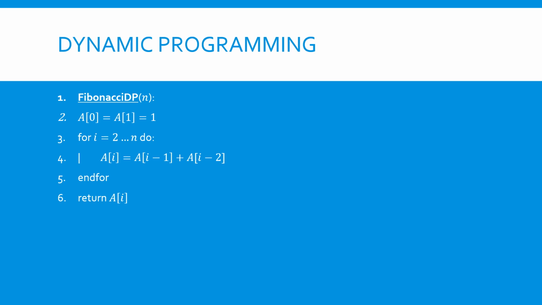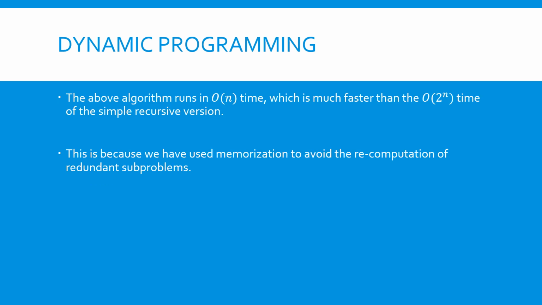Here is the pseudocode for computing the Fibonacci series using DP. Lines 3 to 5 correspond to the step of filling up the DP table from left to right. Clearly, this DP-based algorithm runs in linear time, which is much faster than the exponential time of the naive recursion. The speed improvement illustrates the power of memorization. Avoiding redundant subproblem computation can lead to a significant speed up.